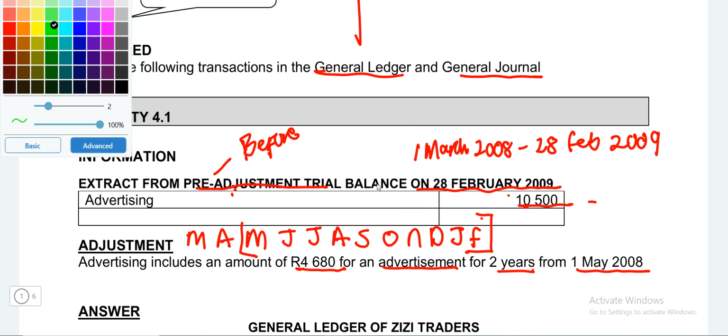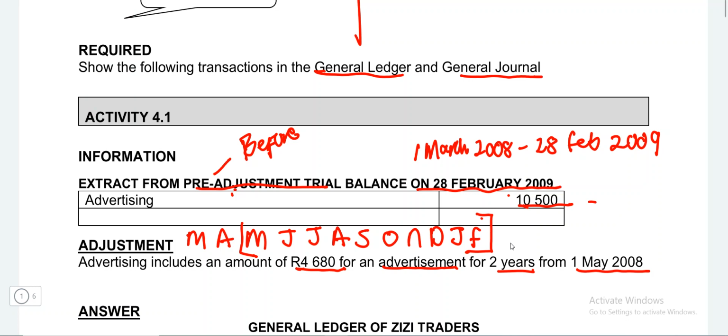But when we check this, we realize that our advertising is taking place 2 months after our financial period has started. So it will end also 2 months after. So 2 months after will be March, and then also April. Now, if you look at this, this is outside our financial period. Hence, I've used a different pen.